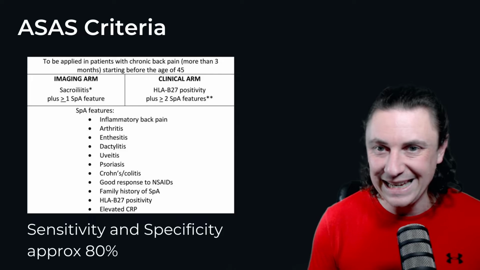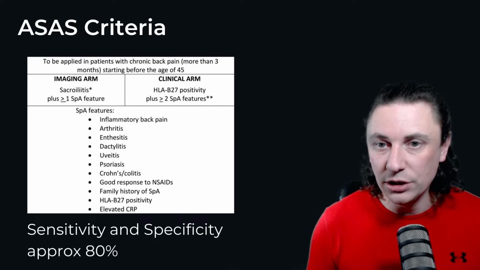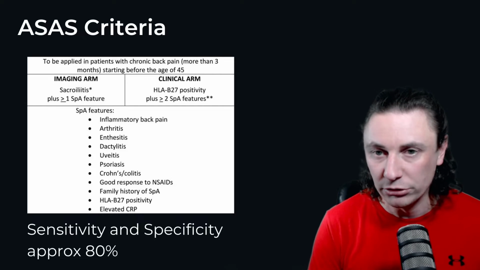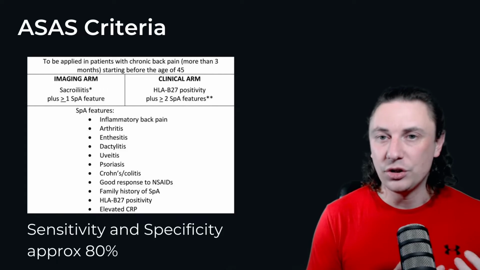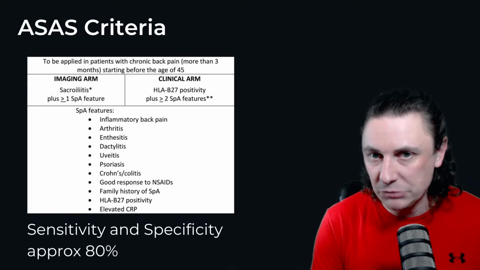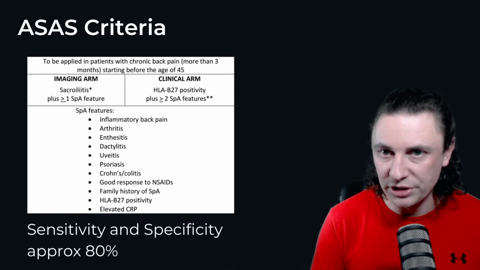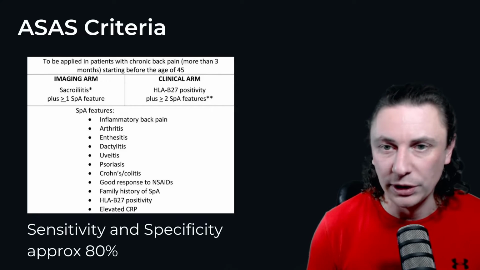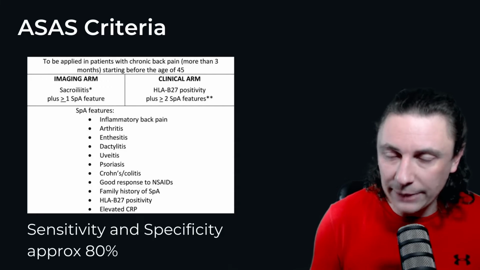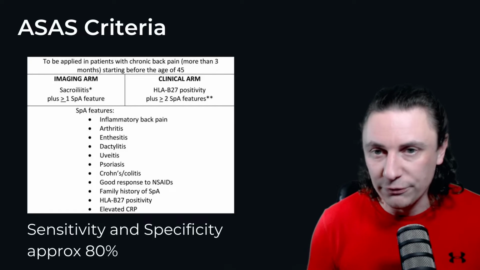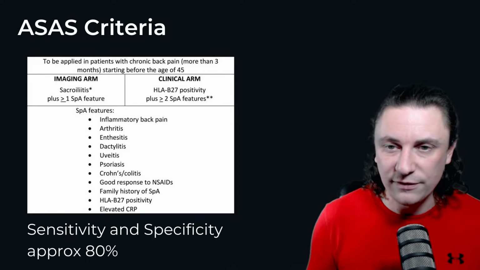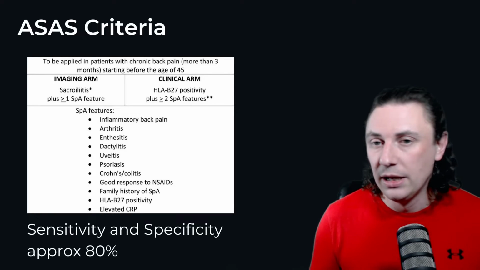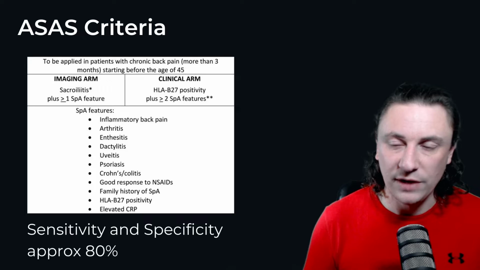So what this uses is you've got the imaging arm where you're seeing sacroiliitis either on X-ray or MRI, typically on MRI, and then to be consistent with a diagnosis of axial spondyloarthritis, you need one other spondyloarthritis feature, and you can see the features there. Inflammatory back pain, we talked about what that is. Peripheral arthritis, enthesitis, so that's inflammation affecting the peripheral tendons. Dactylitis being sausage digit. Uveitis being an inflammatory condition of the eye.